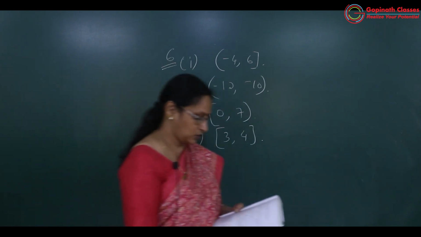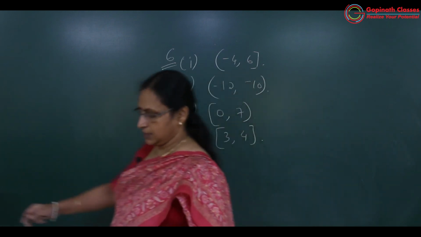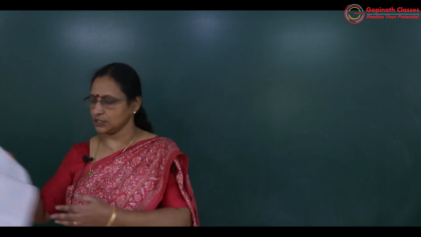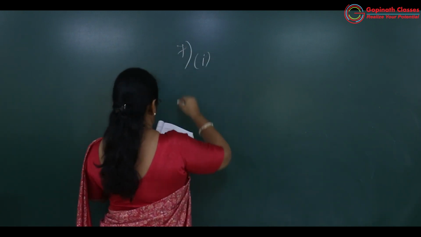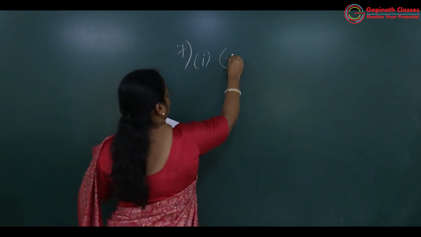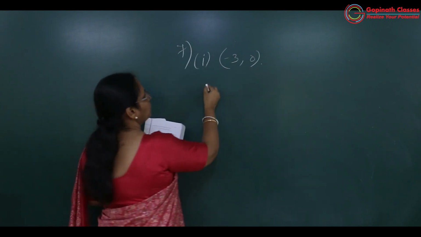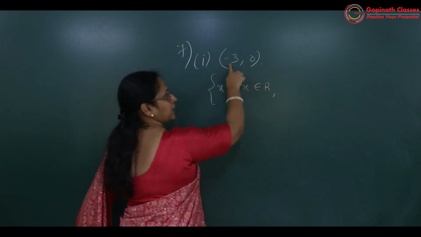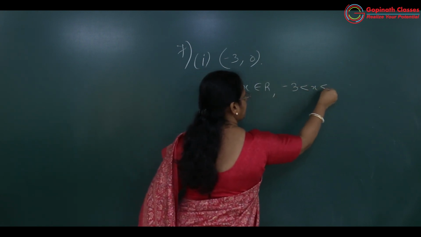Write the following intervals in set builder form. Just opposite. 7th question, you can do if it is open. For example, I'll tell you minus 3 comma 0. Now 7th question is representing just the opposite. 7th question is write down the following intervals in set builder form. 7th ka first question. The question is minus 3 comma 0. You can see the bracket, both the side it's open bracket. So how do we represent it? Set x such that x belongs to R and minus 3 and 0 are not included. So how do we write it?